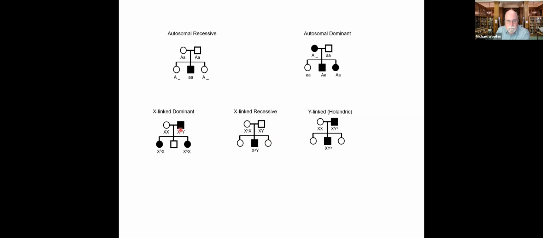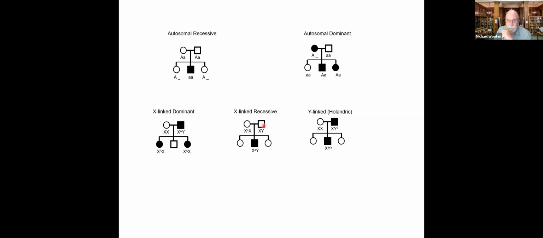So X-linked: crisscross, dads send it to daughters. This is X-linked dominant. He's got to have it, so it's dominant, and all the daughters are going to get it. Why? Because all daughters get an X from their dad. Sons don't. Sons get an X from mom, and then they get the Y from dad, so they don't carry it. X-linked recessive is a little more difficult.